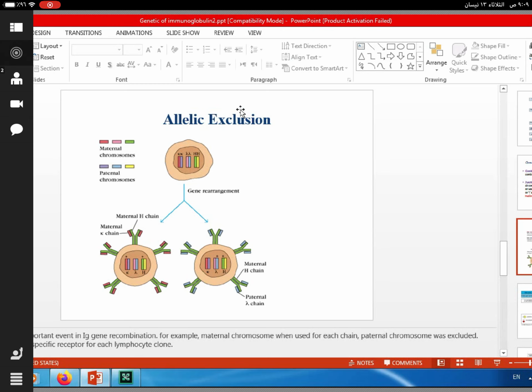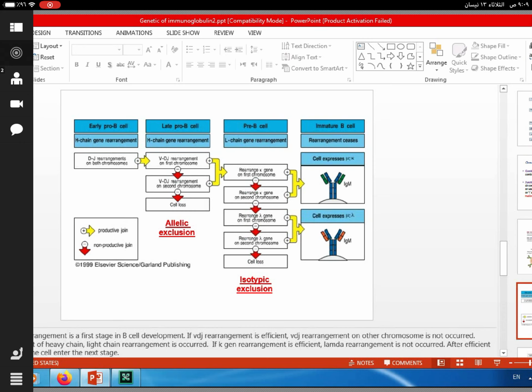Allelic exclusion is a very important event in immunoglobulin gene recombination. For example, when the maternal chromosome is used for the heavy chain, the paternal chromosome is excluded. This event guarantees a monospecific receptor for each lymphocyte clone. As you see, heavy chain rearrangement is the first stage in B cell development. If VDJ rearrangement is efficient, VDJ recombination on the other chromosome does not occur.